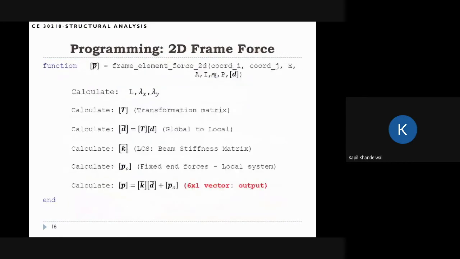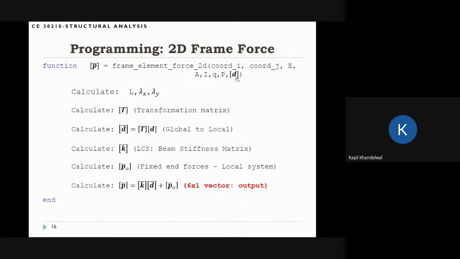So this function is straightforward. First, again, you will calculate length, lambda x, lambda y, and find the transformation matrix. In this case, there is an additional input to this function, that is d bar. So actually there's no bar here, so this is d. So there's a typo here, this should be d.